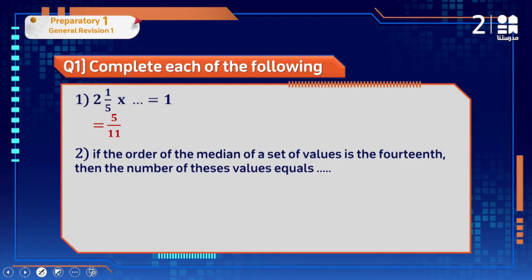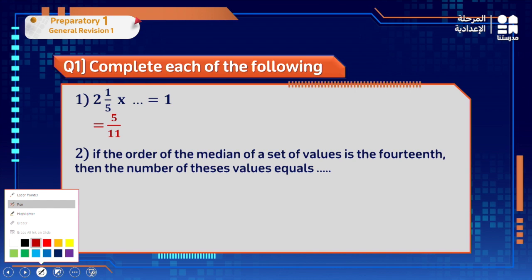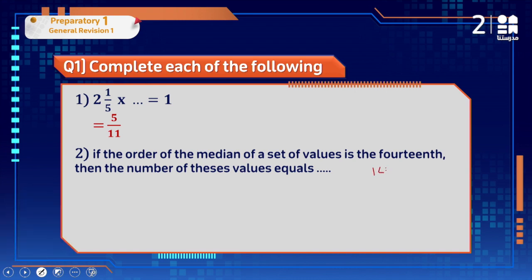The second one: if the order of the median of a set of values is 14th, then the number of these values equals what? So here we have a rule and we can do it mentally. For example, if we have 14 in the middle, this is the order of it. So this is only one value in the middle. How many values before it? Should be 13 values. And how many values after it? 13, from the definition of the median.